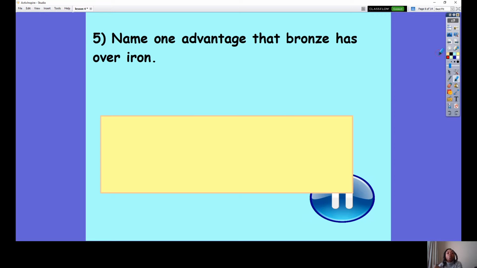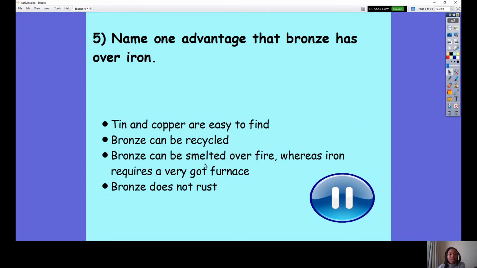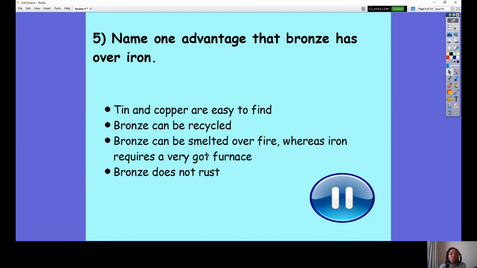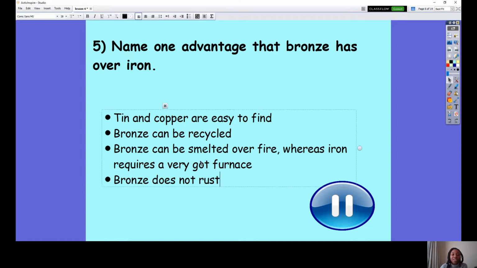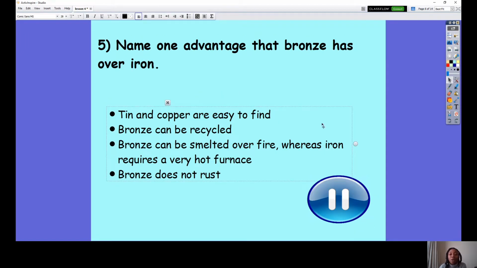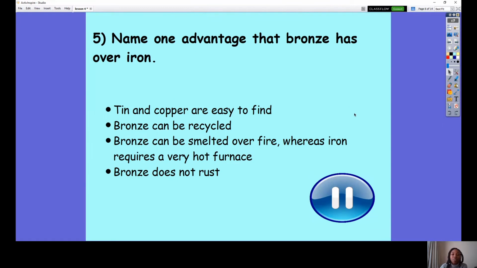Question number 5. Name one advantage that bronze has over iron. Pause the video to do that now. There are lots of different advantages, and here are a few. Tin and copper are easy to find, so when you're making bronze, the resources you need are easy to find. Bronze can be recycled. Bronze can also be smelted over fire, whereas iron requires a very hot furnace. Bronze also does not rust, whereas iron rusts very easily. Okay, so if you had any of those answers, then you got that question right.